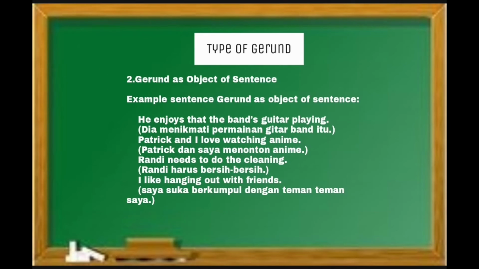Okay, the second. Gerund as object of sentence. For example, he enjoys that band's guitar playing. In Indonesia, dia menikmati permainan gitar band itu. Second, Patrick and I love watching anime. In Indonesia, Patrick dan saya suka menonton anime. And the third, Rindi needs to do the cleaning. In Indonesia, Rindi harus bersih-bersih. And last, I like hanging out with friends. In Indonesia, saya suka berkumpul dengan teman-teman saya.